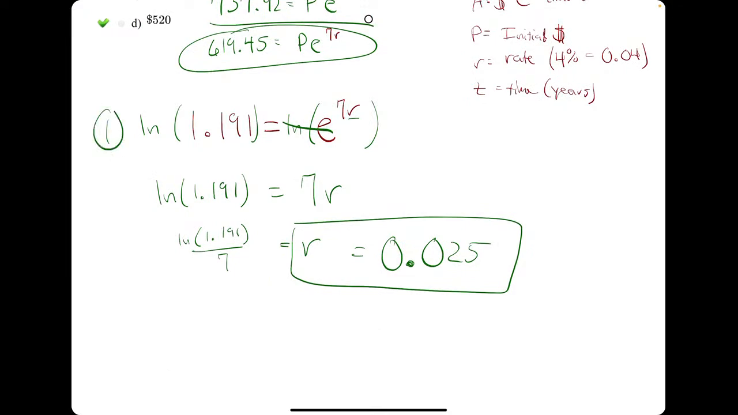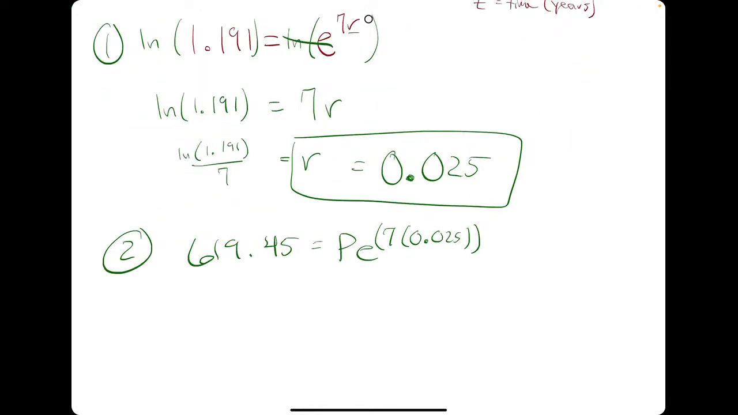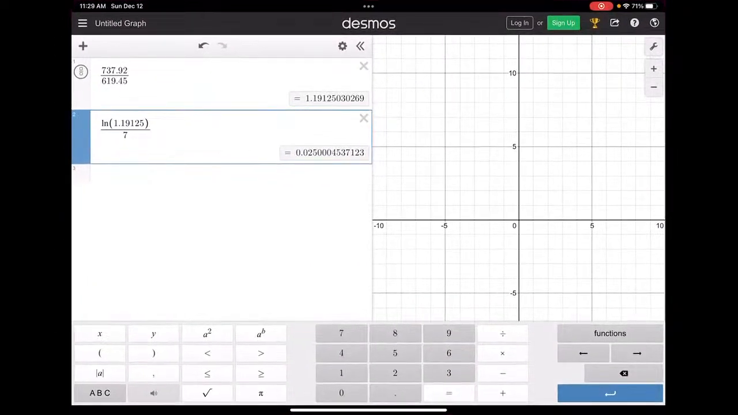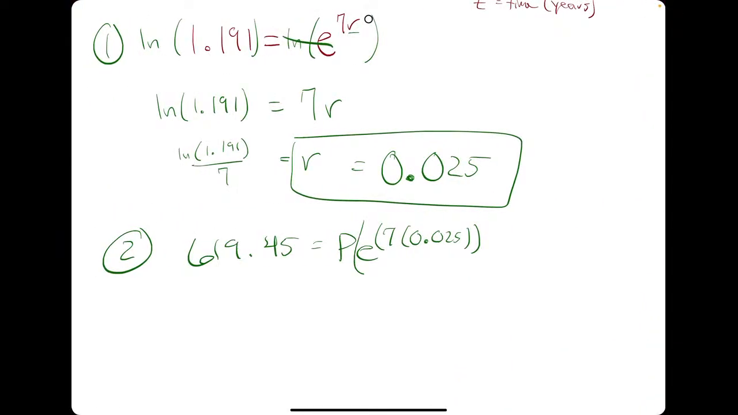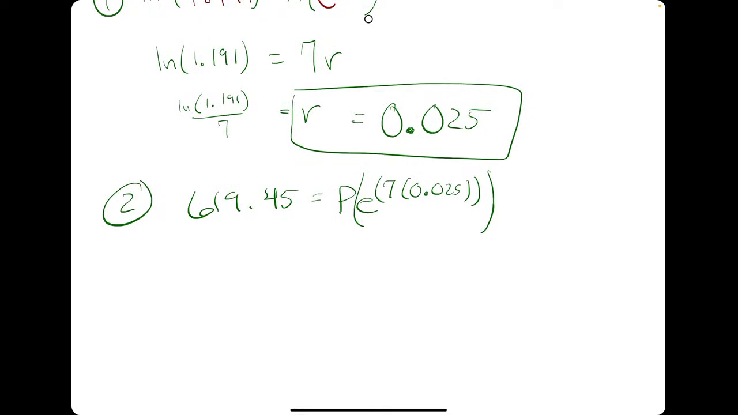So this was our first step. This is our second step. Once we have R, we're plugging R into where we see R. So 619 equals P e to the 7 times R, which is 7 times 0.025. So what we'll do is try to figure out this E value first. E to the 7 times 0.025 should just be a number.